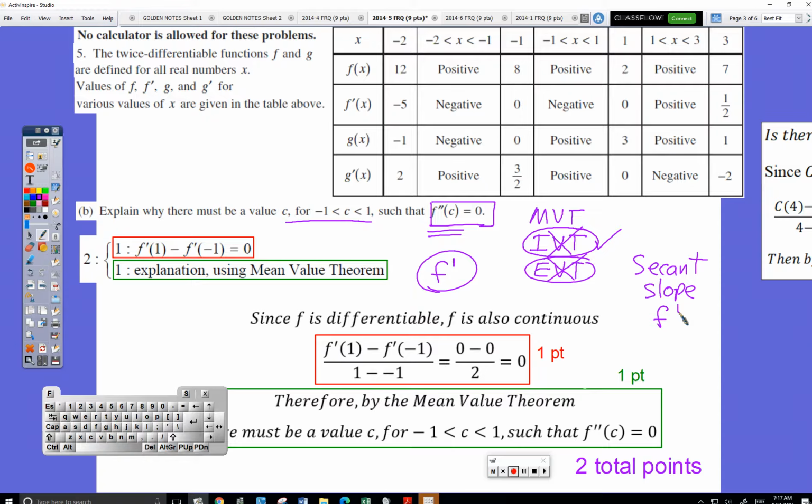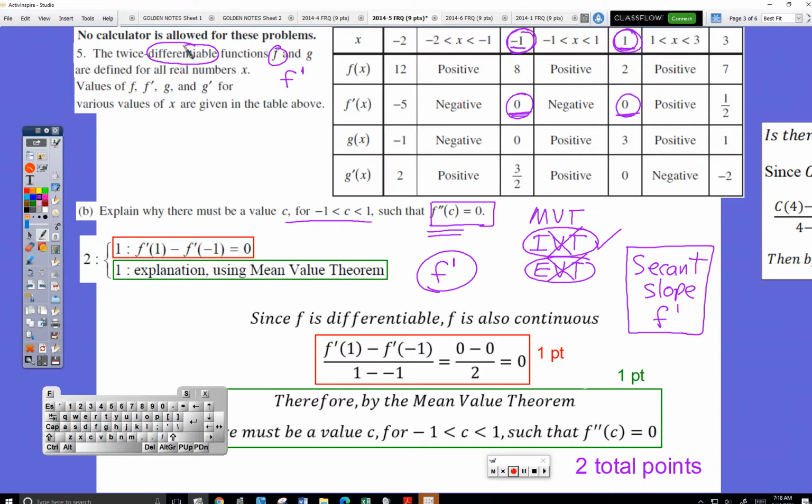So I notice that for f prime, from x equal -1 until I get to x equal 1, the secant slope is definitely 0, because the y-coordinate is 0 at x equal -1, and the y-coordinate is 0 again at x equal +1. So the secant slope between these two x-coordinates is 0. Therefore, because f is twice differentiable, that means f prime is also differentiable. Therefore, the mean value theorem applies.